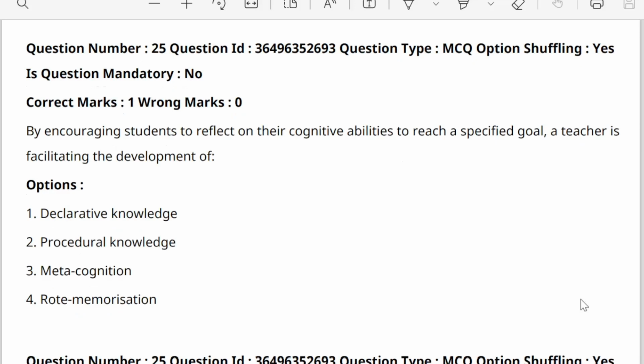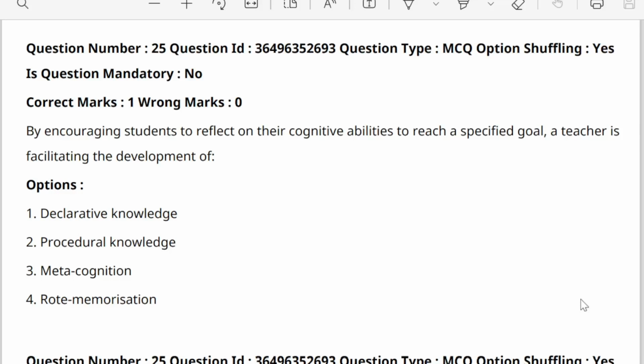Question 25. By encouraging students to reflect on their cognitive abilities to reach a specified goal, a teacher is facilitating the development of declarative knowledge, procedural knowledge, metacognition, or rote memorization.